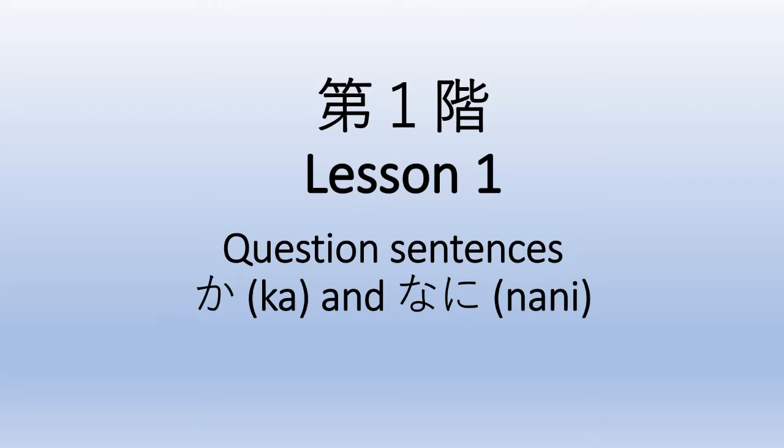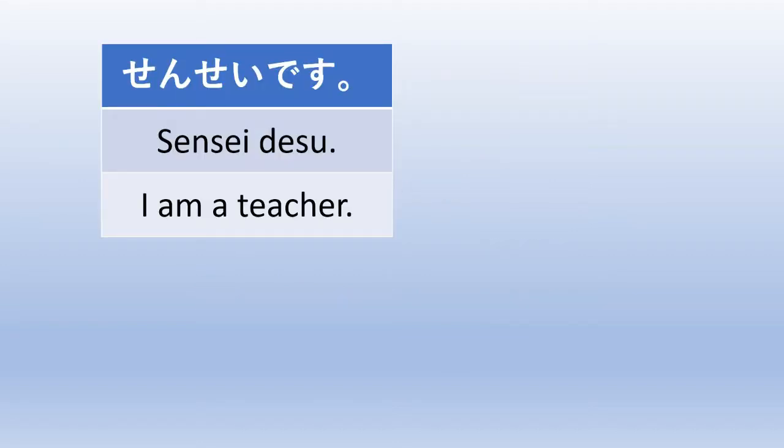Our lesson for today is about the question particle ka and the Japanese question word nani. Last time, we discussed making sentences using the verb desu and the particle wa. Now we're going to make question sentences.